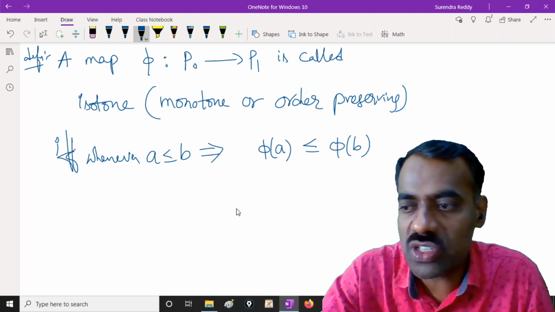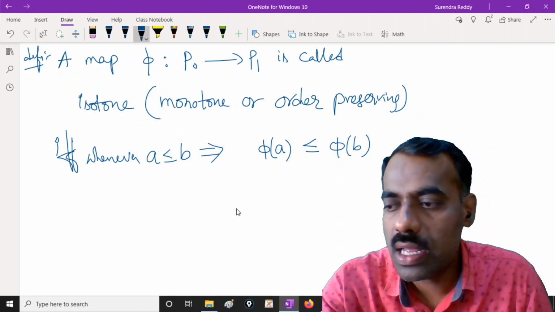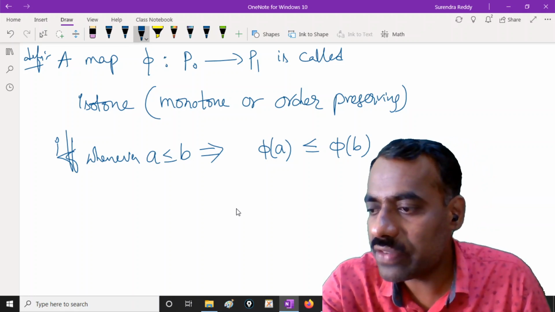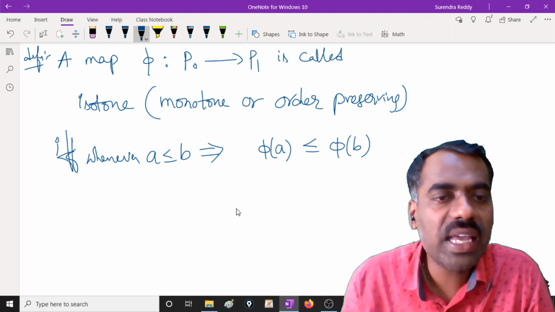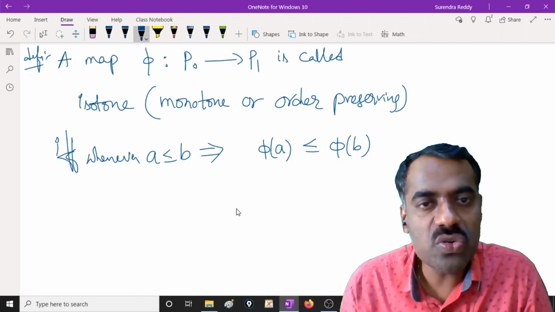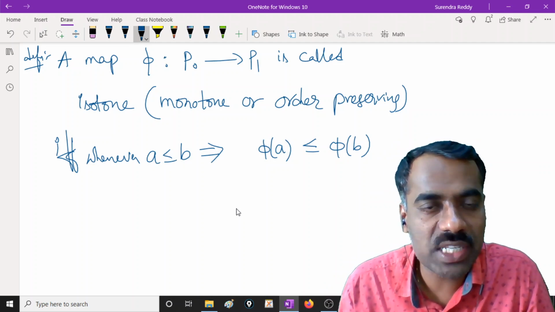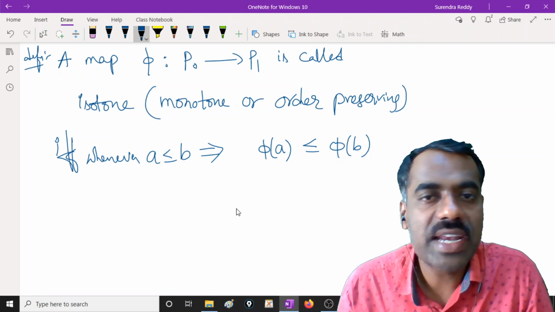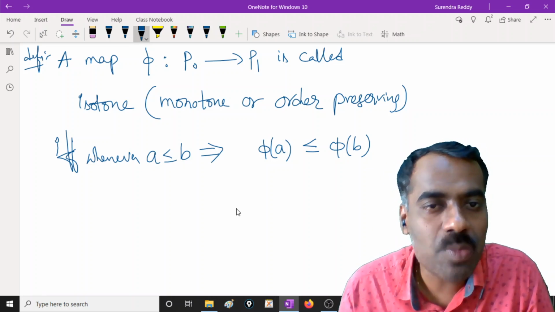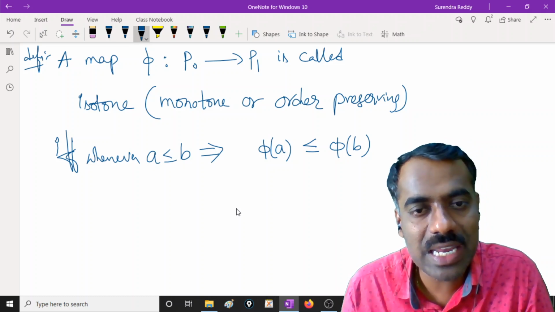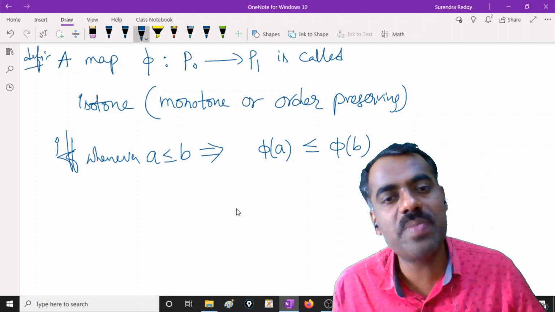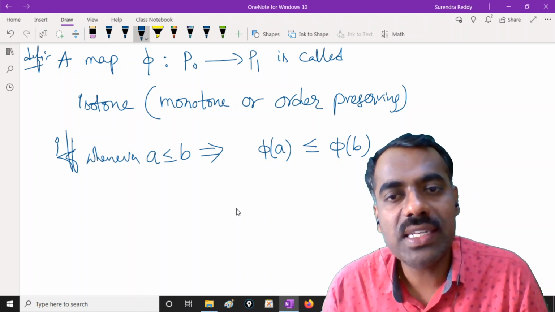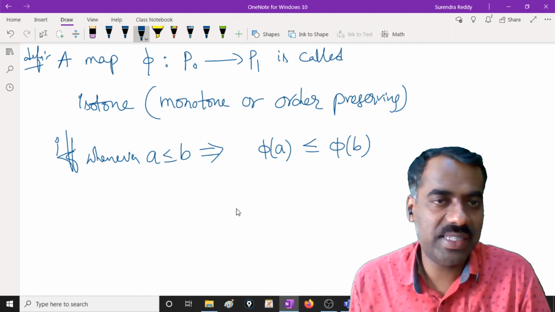Is the definition of an isotone clear? It says that whenever two elements are related in our poset, their images should also be related. Then we say it is isotone or monotone. Whenever A is less than or equal to B, then phi of A is less than or equal to phi of B. It is also called order preserving.